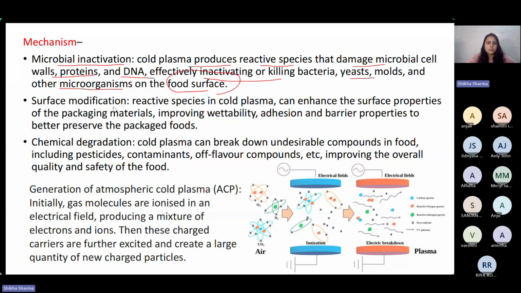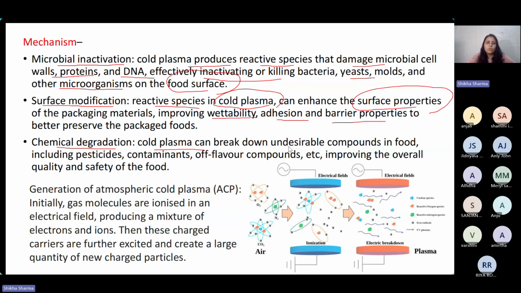the bacteria, yeast, mold, and other microorganisms on the food surfaces. The second mechanism is surface modification. Reactive species in the cold plasma can enhance the surface properties of the packaging material, which improves the wettability, adhesion, and barrier properties to better preserve the packaged food. And third is chemical degradation.